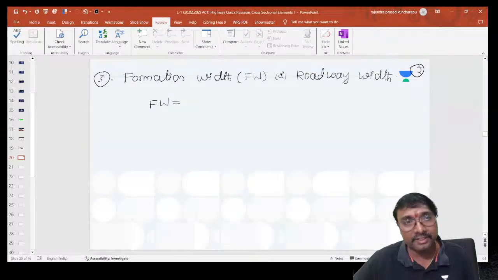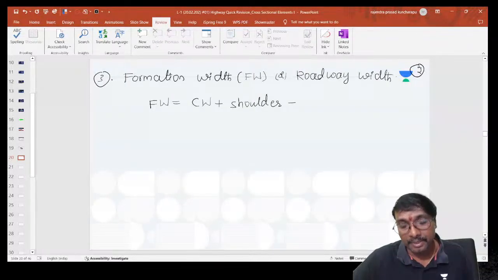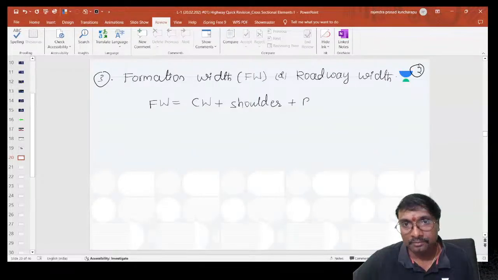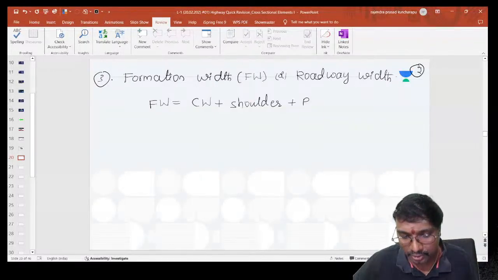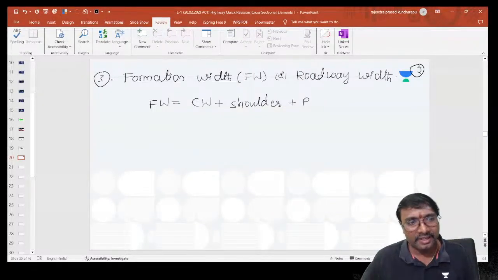That formation width is nothing but your carriageway width plus the shoulders. Carriageway width plus shoulders, right? That's it. So here, is any curb included or is curb not included? Carriageway width plus shoulder only, right? So if you observe, what are all the things included in the formation width?